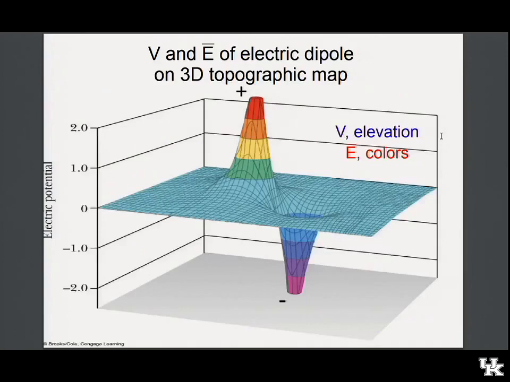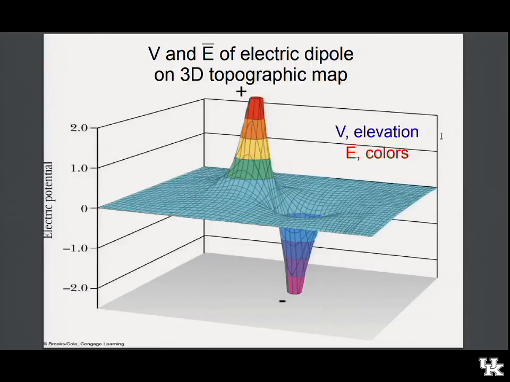Here's a three-dimensional topographic map of the electric dipole. It shows again, but in three dimensions, the pattern of the electrical potential and electrical field of the electric dipole. So here's the positive charge. Here's the negative charge. Vertically, I'm plotting the electrical potential. So this distorted sheet is representing the electrical potential everywhere in this space.